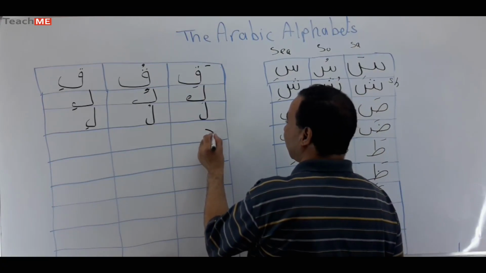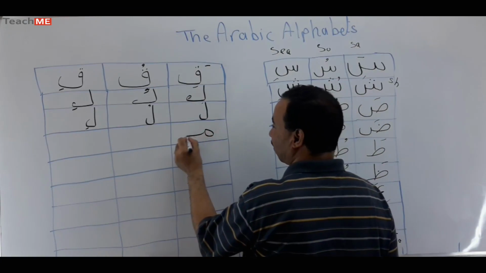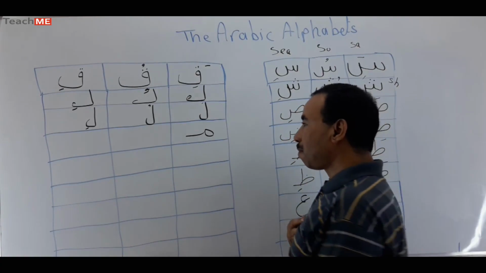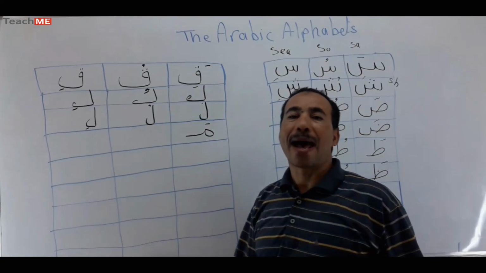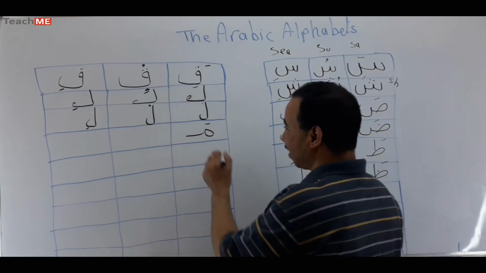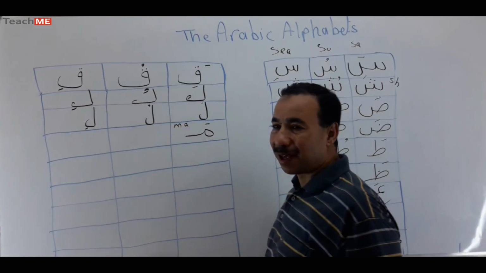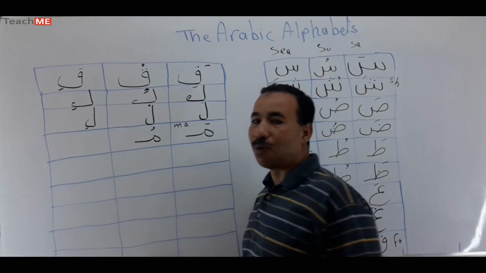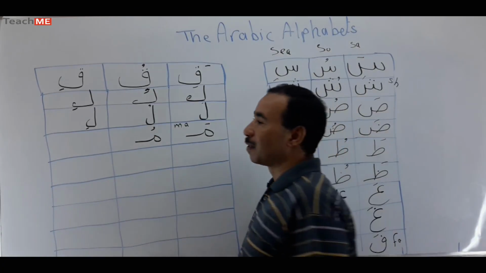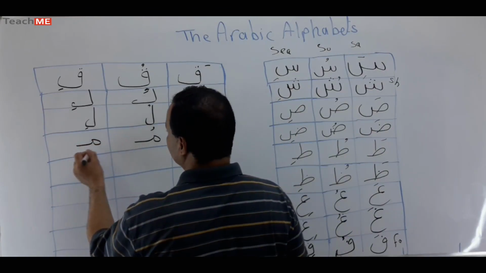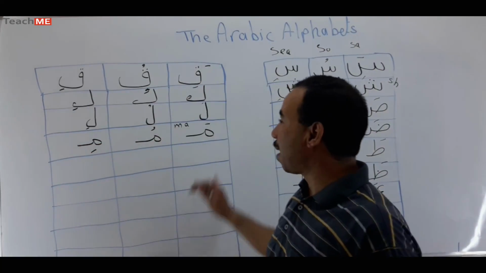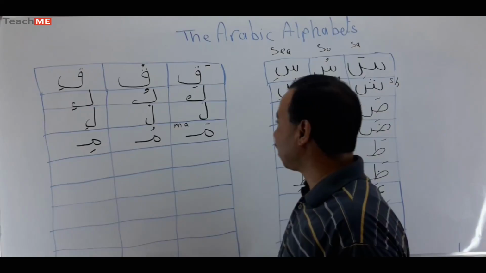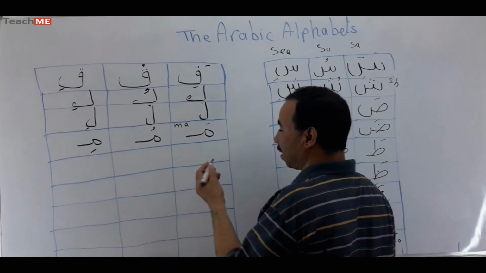After Lam, Mim. Look at Mim, like this. This is the name. If we put fatha, we get ma. With dhamma, mu. With kasra, mi. Ma, mu, mi.